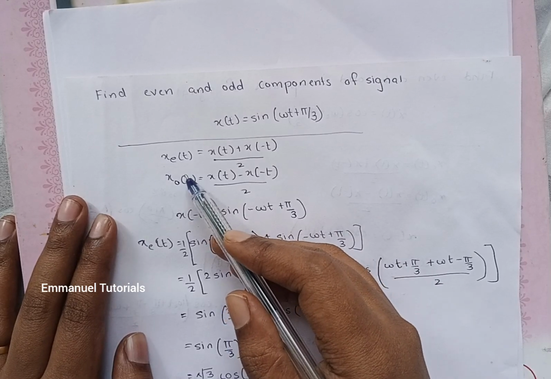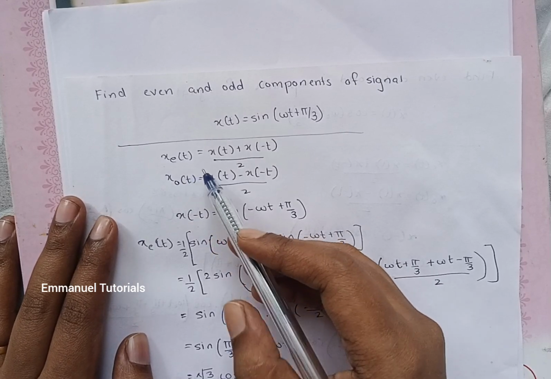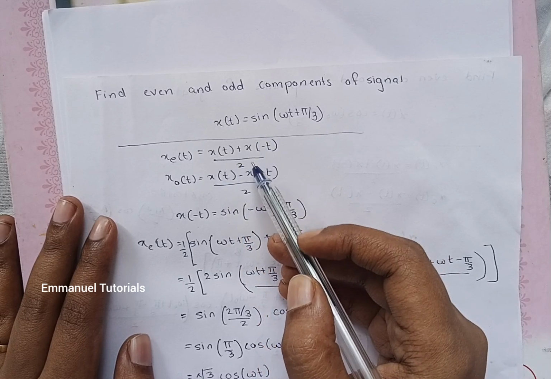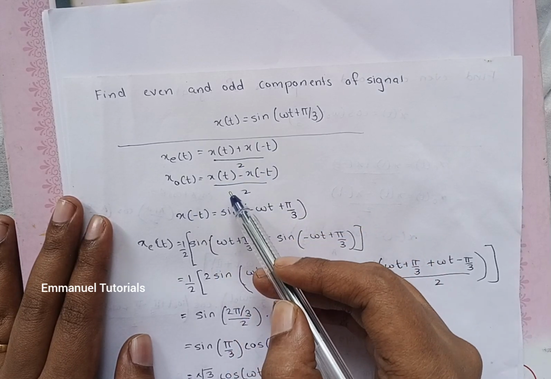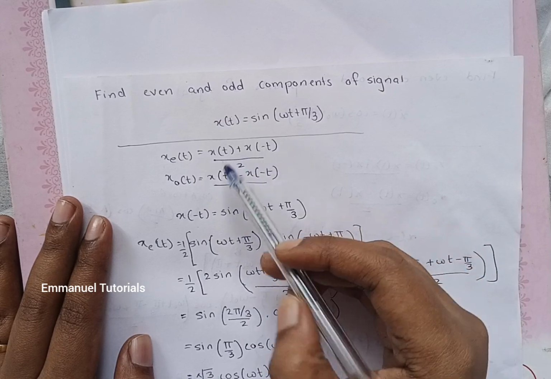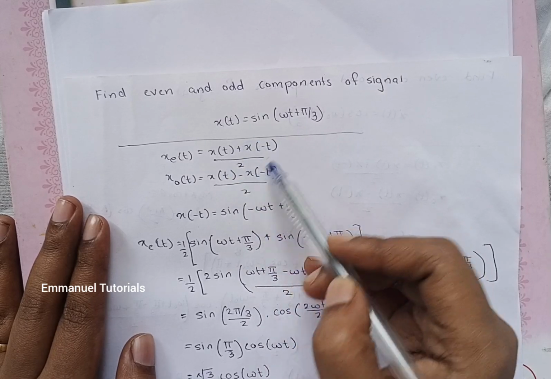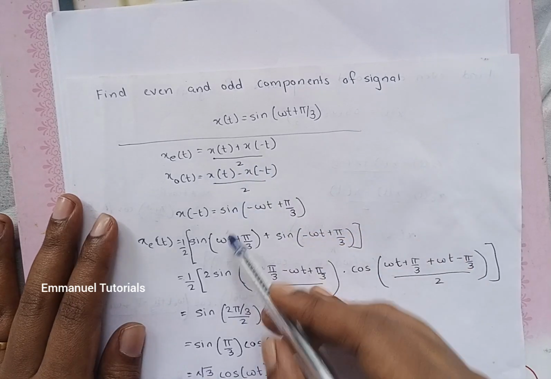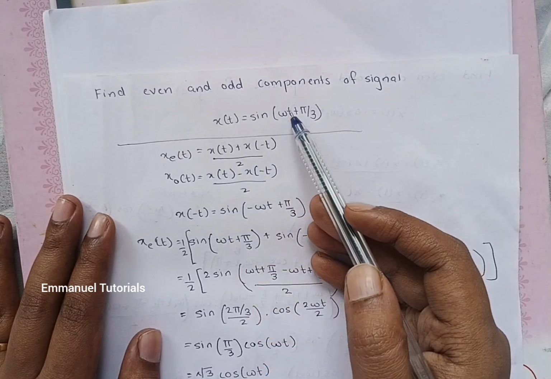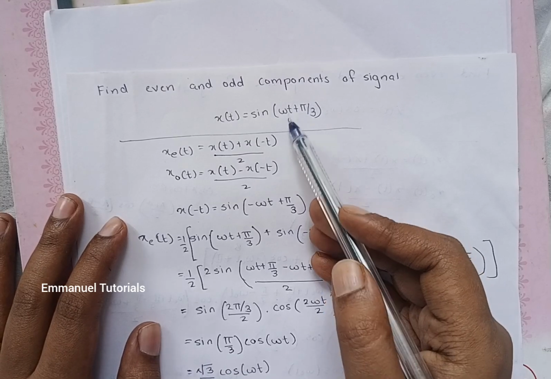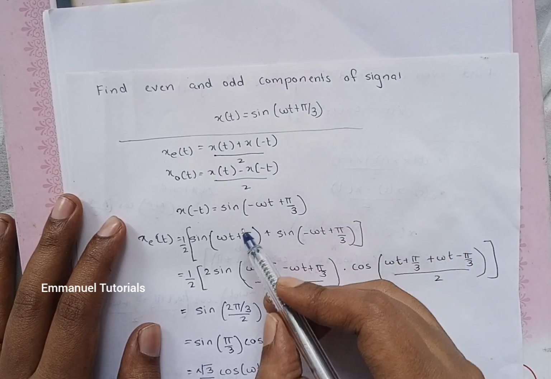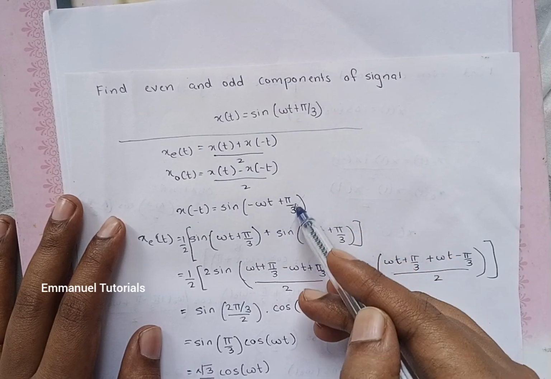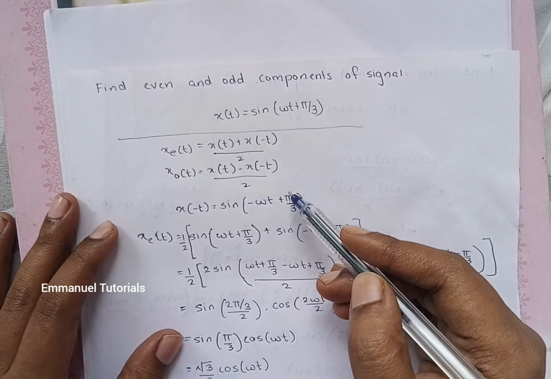X of e of t, that is the even part of the signal, will be x of t plus x of minus t by 2, as you know. And the odd one will be x of t minus x of minus t by 2. We already have x of t. We need to find out x of minus t to be able to derive both these parts. So x of minus t will be, you will just substitute minus t where there is plus t, and you will get the signal. So it will be sine of minus omega t plus pi by 3. That is our x of minus t.